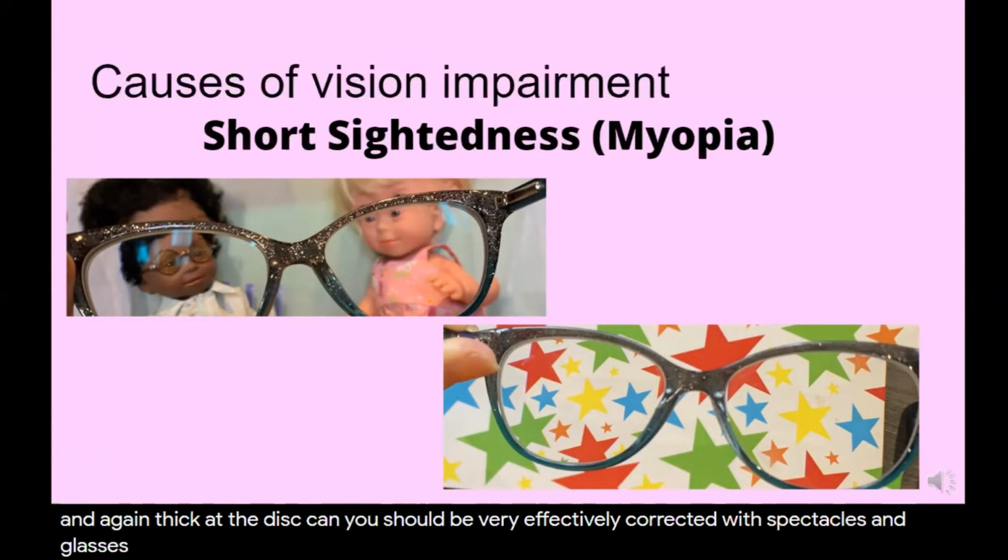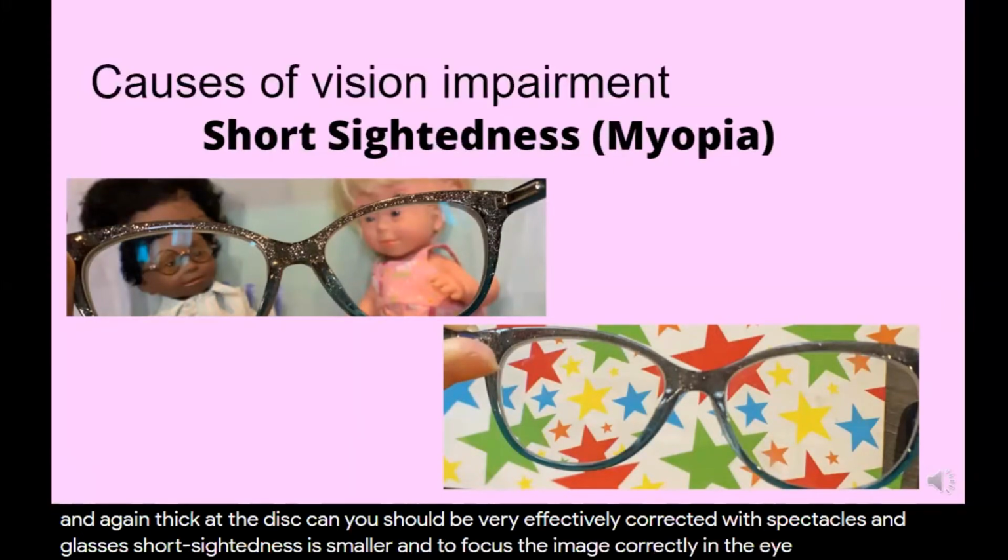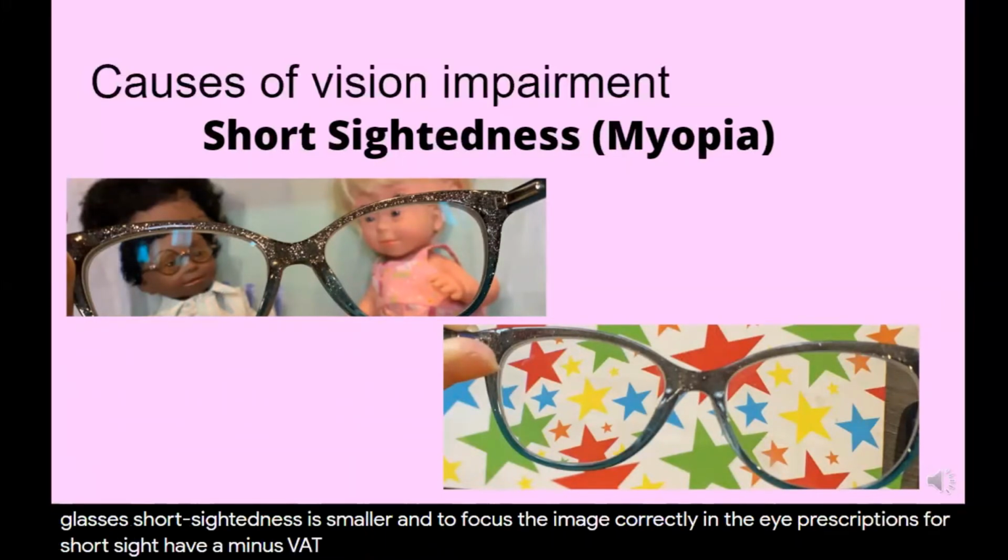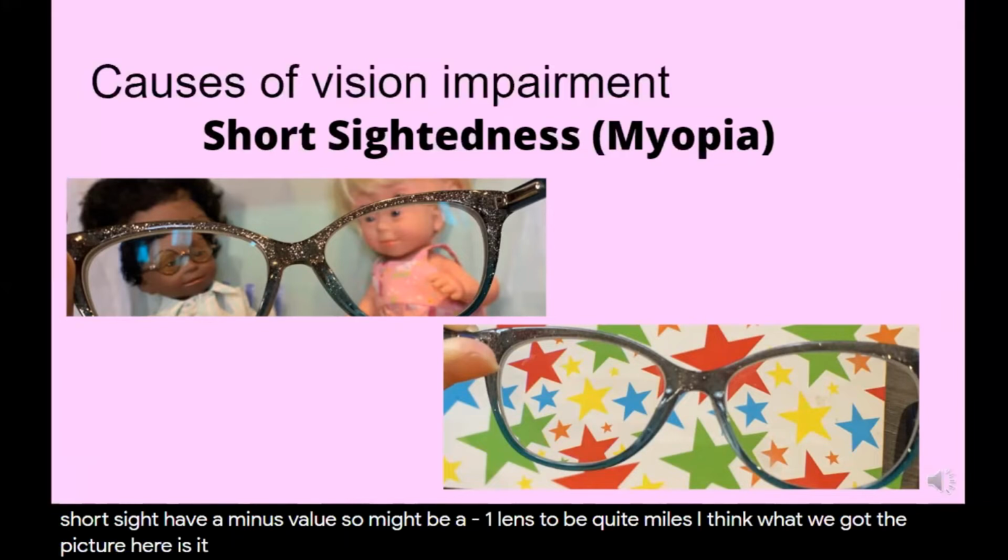Now, glasses for short-sightedness make the image slightly smaller and focus the image correctly in the eye. Prescriptions for short sight have a minus value, so a -1 lens would be quite mild. I think what we've got in the picture here is a -4 and a -3 in each lens. You can see it makes the image slightly smaller, but pulls it into focus.